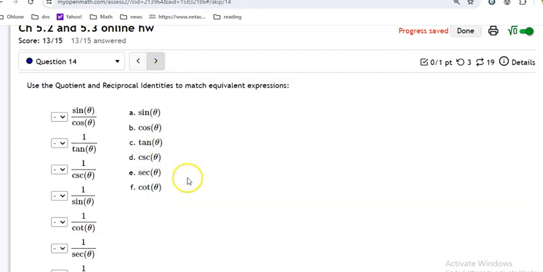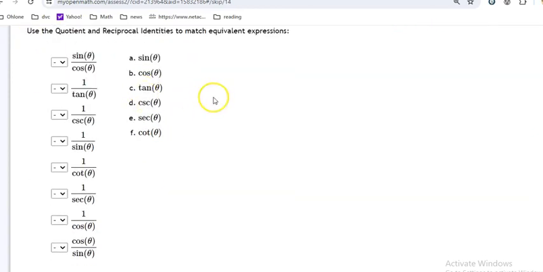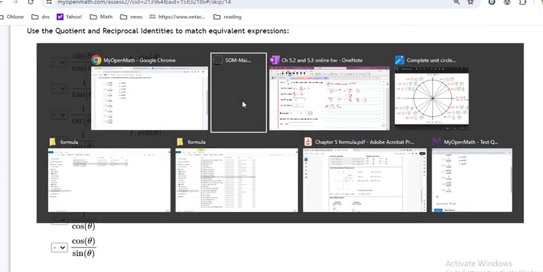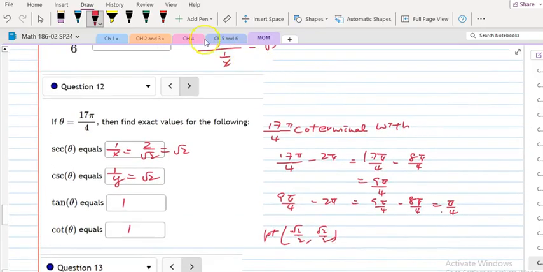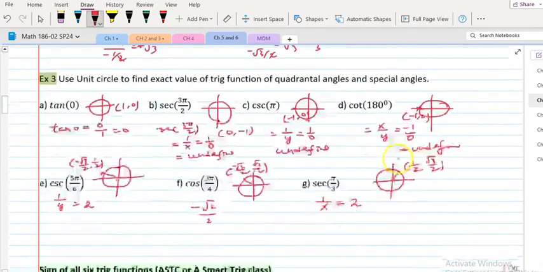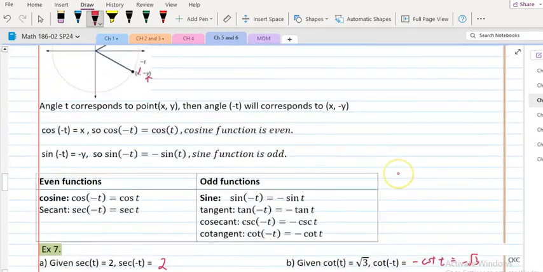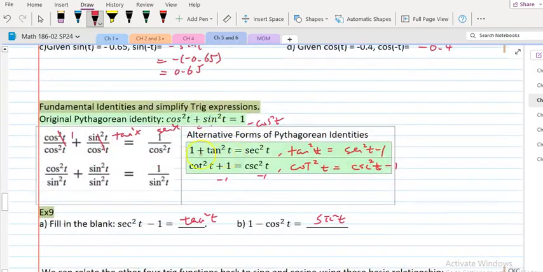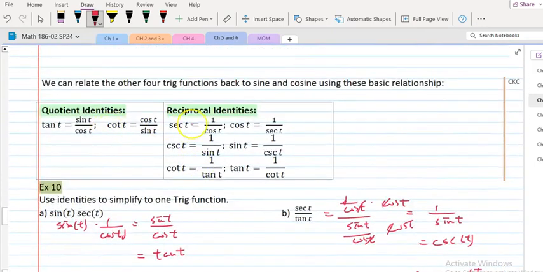Okay, so 13, use the quotient and reciprocal identities to match them. Let's look at the notes on what the identities are. The quotient identities are: tangent is equal to sine over cosine, cotangent is equal to cosine over sine. Reciprocal identities: secant is the reciprocal of cosine, cosine is the reciprocal of secant, cosecant is the reciprocal of sine, sine is the reciprocal of cosecant, cotangent is the reciprocal of tangent, tangent is the reciprocal of cotangent.